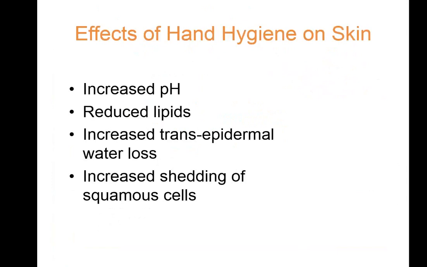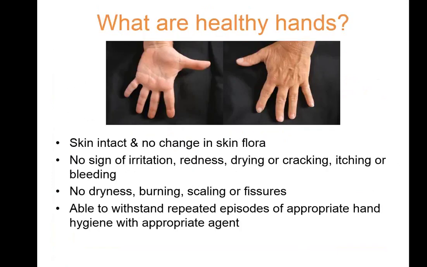We want to make sure in doing that, which we should be able to do, that we can do that and also maintain healthy hands. So what do healthy hands look like? Well, healthy hands aren't that hard to recognize. Healthy hands are when skin is intact, as it is in both surfaces of these hands. It's when there's no change in skin flora, so there's nothing obvious there. There's no signs of irritation, redness, no drying, no cracking, no itching, and no bleeding. And that's the sign of a healthy hand. We don't have any dryness, we don't have any burning, no scaling, and no fissures.